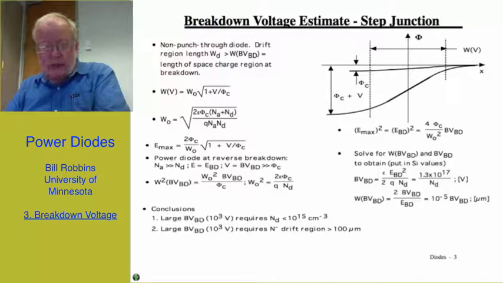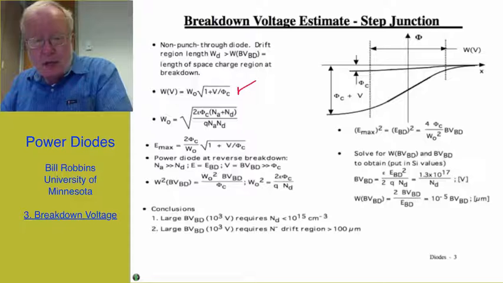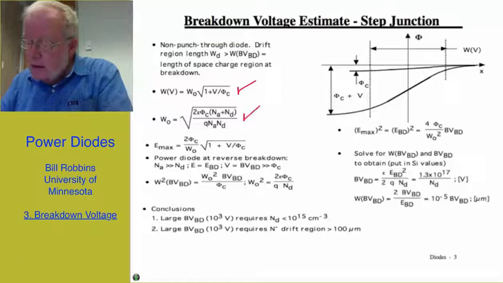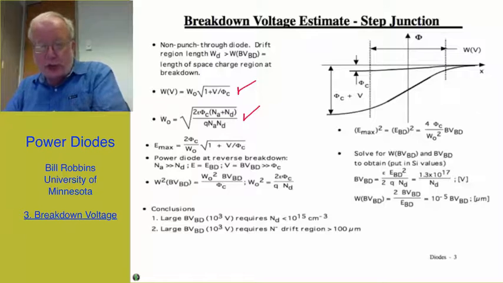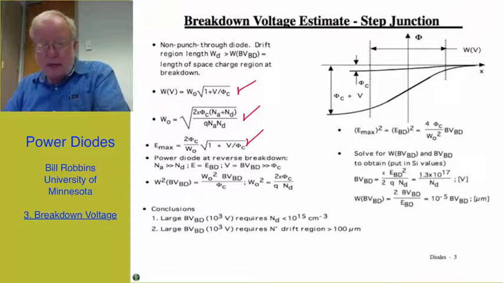Based on the review of basic semiconductor properties we went through, we know that we can write the width of the space charge region by this formula, and similarly the thermal equilibrium value of the space charge region is given by the formula I just highlighted. And the maximum electric field, as a function of the reverse voltage, is given by this formula.